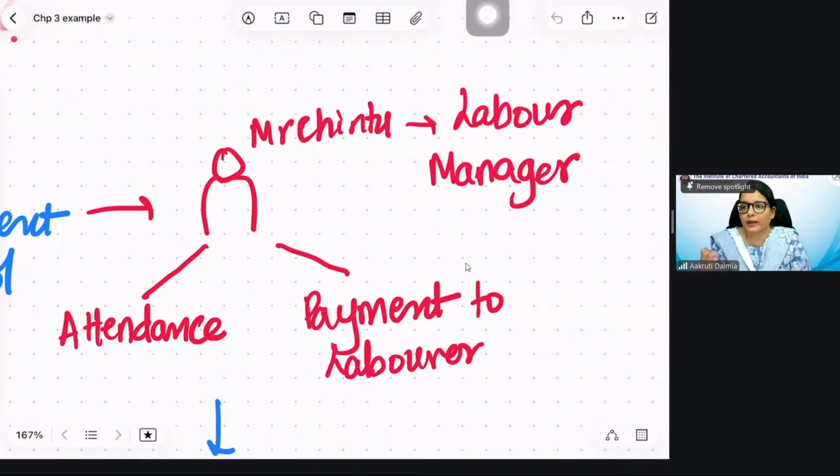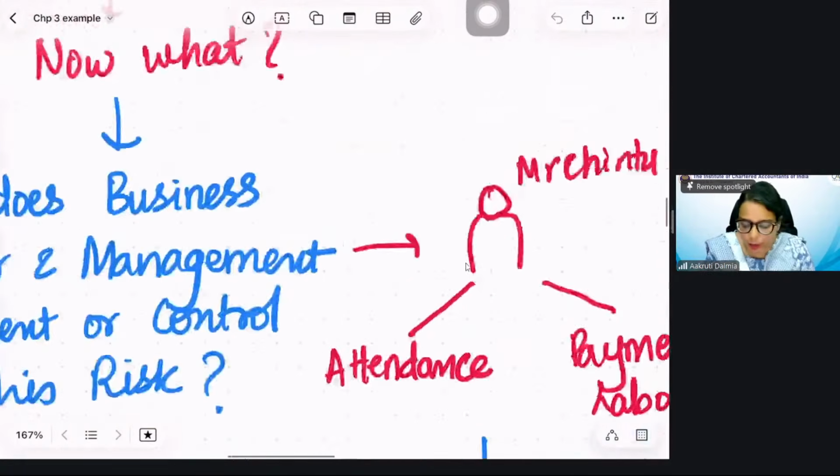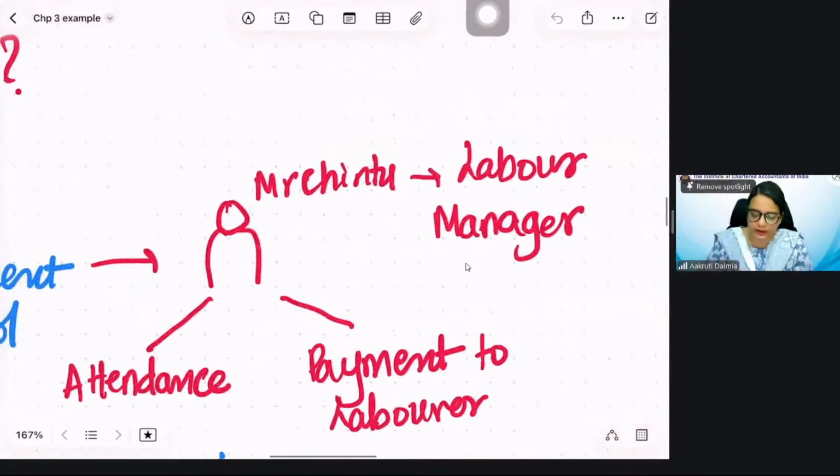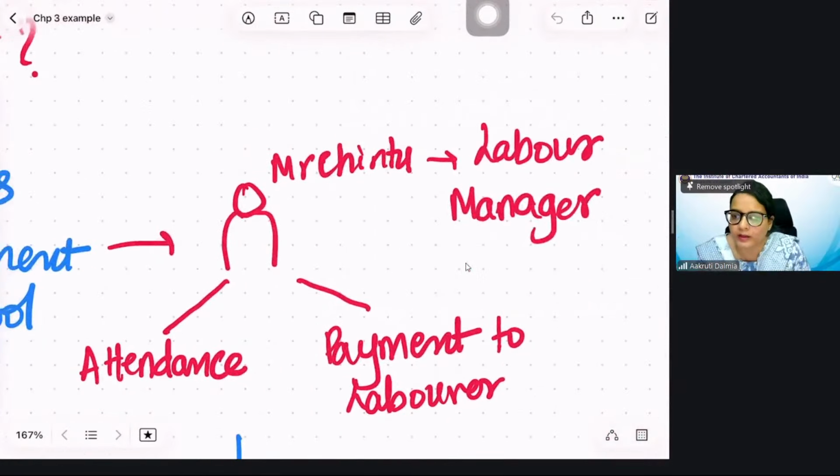All right, so now pay attention, everyone. Even if we create a control system to reduce the inherent risk, a system has been created. Yes, tell me.